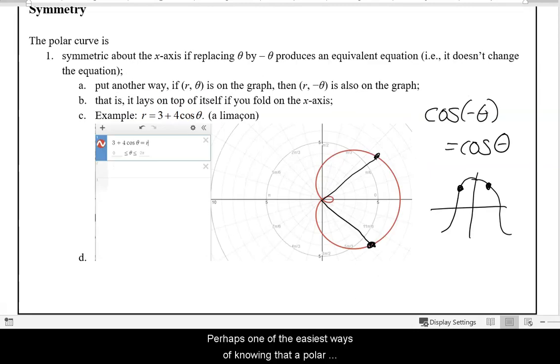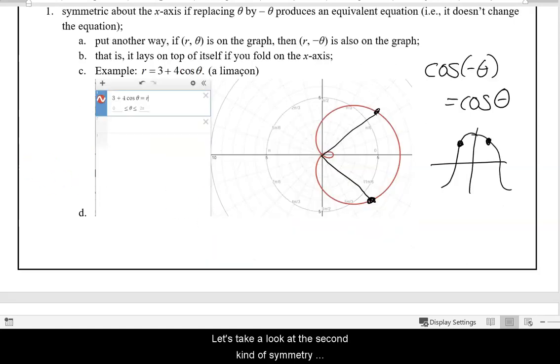Perhaps one of the easiest ways of knowing that a polar curve is symmetric about the polar axis or the x-axis is by noting that if (r, theta) is on the graph, then (r, negative theta) is on the graph. In other words, along the same concentric circle, if the positive angle and the negative angle both give you a point on the curve, then it is probably going to be symmetric with respect to the polar axis.